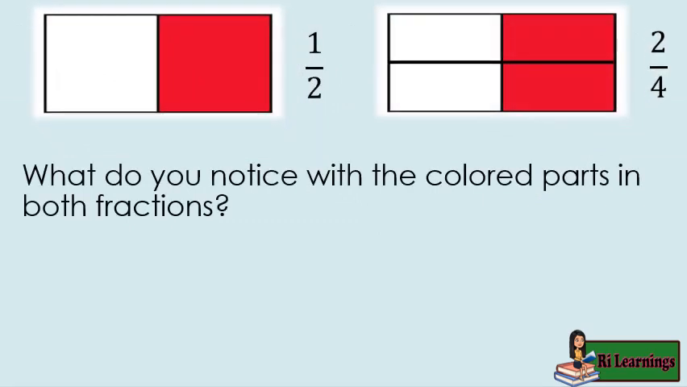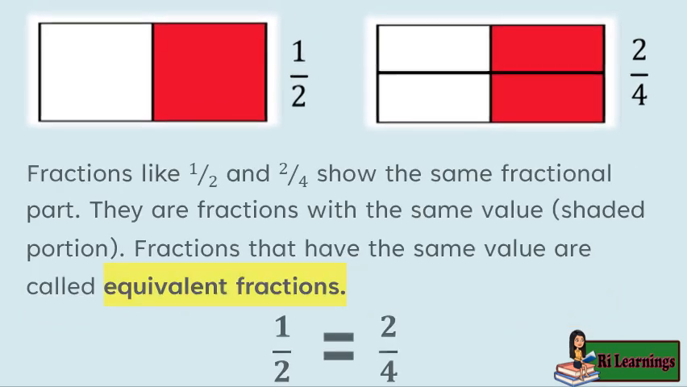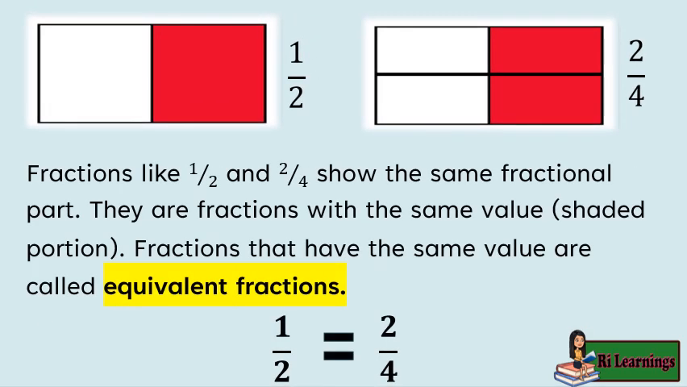What do you notice with the colored parts in both fractions? Correct. They have the same shaded portion. Fractions like 1/2 and 2/4 show the same fractional part. They are fractions with the same value, the same shaded portion. Fractions that have the same value are called equivalent fractions.